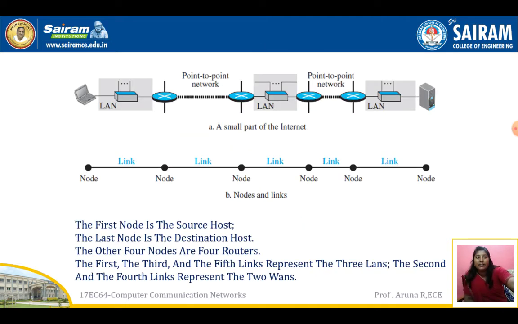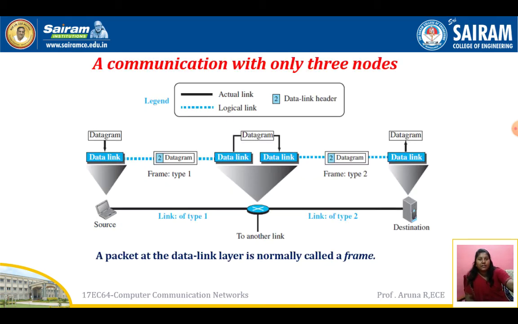The main thing you have to see here is the LAN. In this example, you can also see a small part of the internet, and nodes in the links. As I told you, every component that is able to transfer or receive the information is considered a node. In the data link layer, the communication is only responsible from node to node, that is from one hop to the other hop. That is the responsibility of the data link layer.